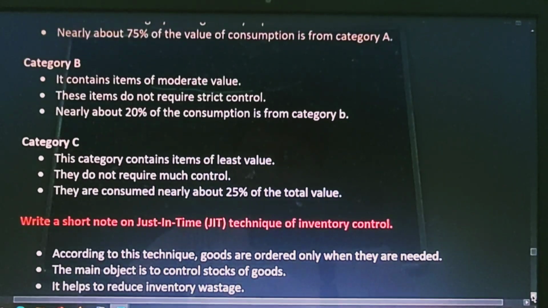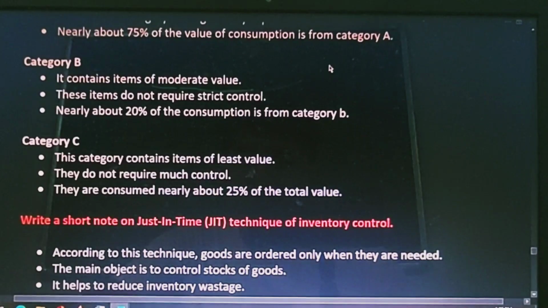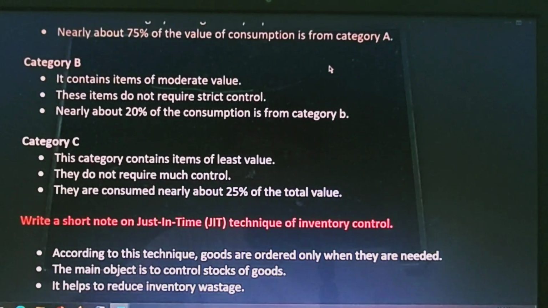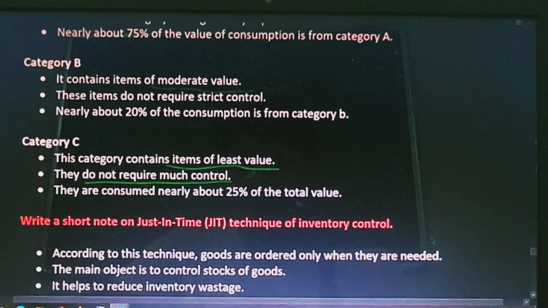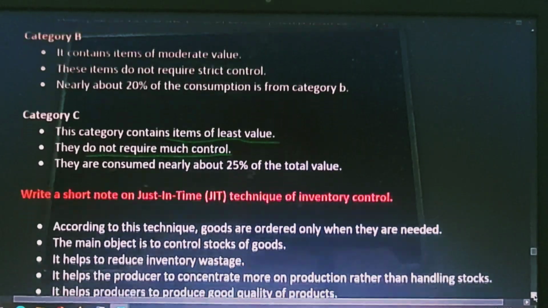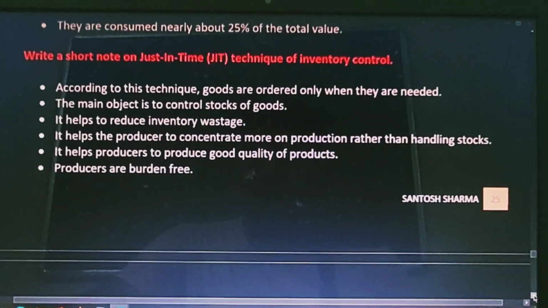Category B basically moderate value के होते हैं, ज़्यादा कंट्रोल की ज़रूरत नहीं है इन पे. And Category C are the least value, they do not require much control. जैसे कि for example ऑफिस में स्टेशनरी, पेपर, पिन्स and all that, so they are all Category C items, right?